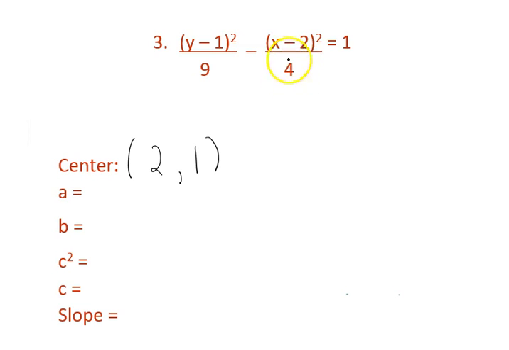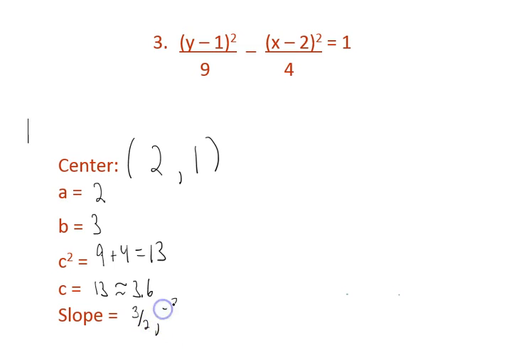Again, A, I look at under X, the square root of 4 is 2. B, under the Y, the square root of 9 is 3. And then C squared would be 9 plus 4, which is 13. We take the square root of that, and you can either write it as the square root of 13 or about 3.6. And then the slope of our lines, B over A, so that will be 3 over 2 or -3 over 2. Now we're ready to graph.